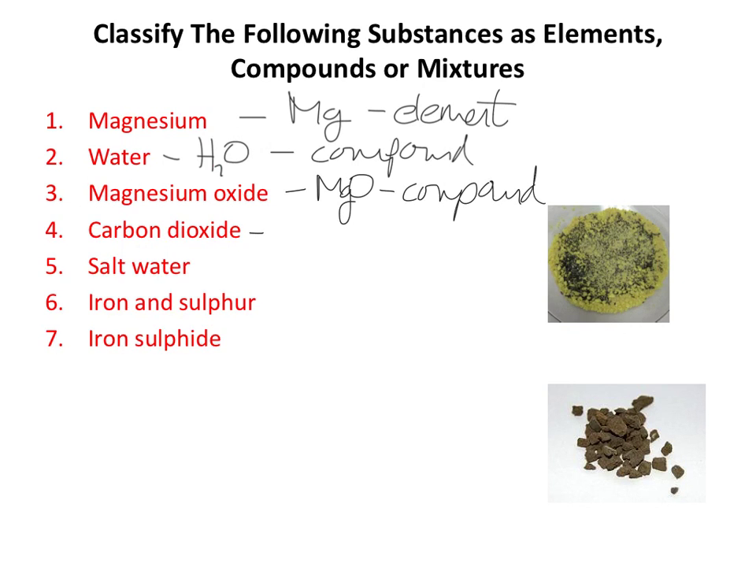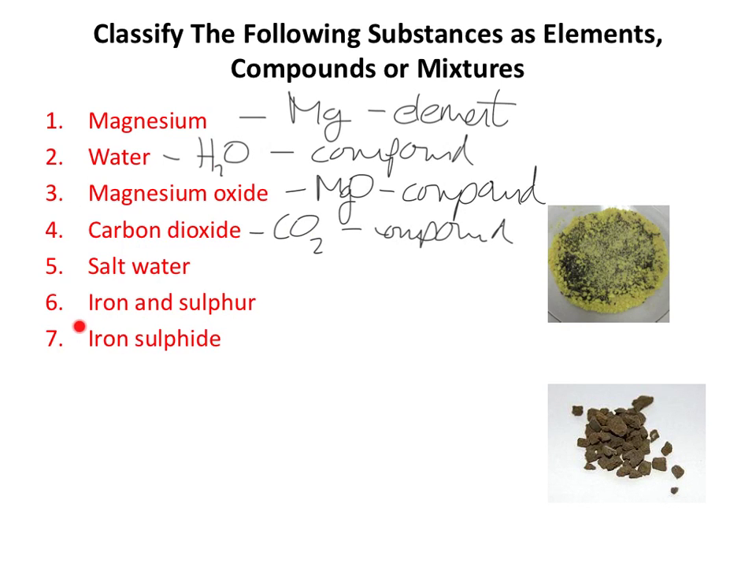Carbon dioxide, you may have heard it referred to as CO2. Now, what that's showing us is we have, again, two different types of atom, carbon atoms and oxygen atoms, and they're bonded together. So carbon dioxide is also a compound. You have to excuse the writing. The thing I'm writing with is not very accurate. Right, I'm going to come back to salt water at the end.